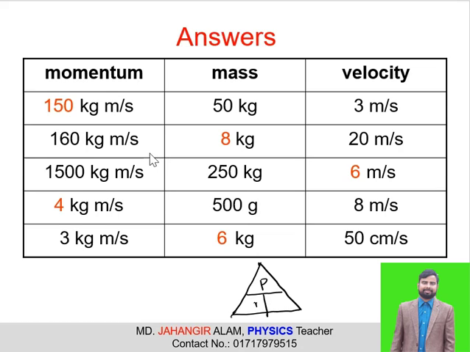Momentum equals mass and velocity. When we have to calculate momentum, then we use mass into velocity. When we require mass, then mass equals p divided by v. When we require velocity, then p divided by mass. Clear? So we can calculate all these mathematical problems by using this triangular form of the formula: momentum equals mass into velocity.